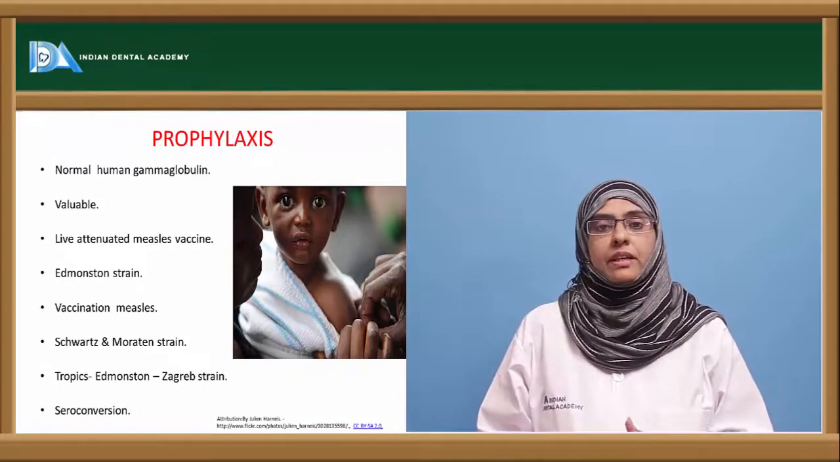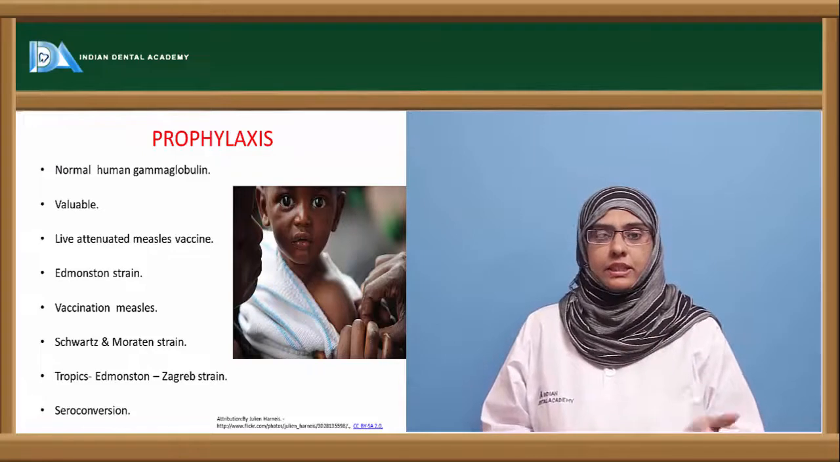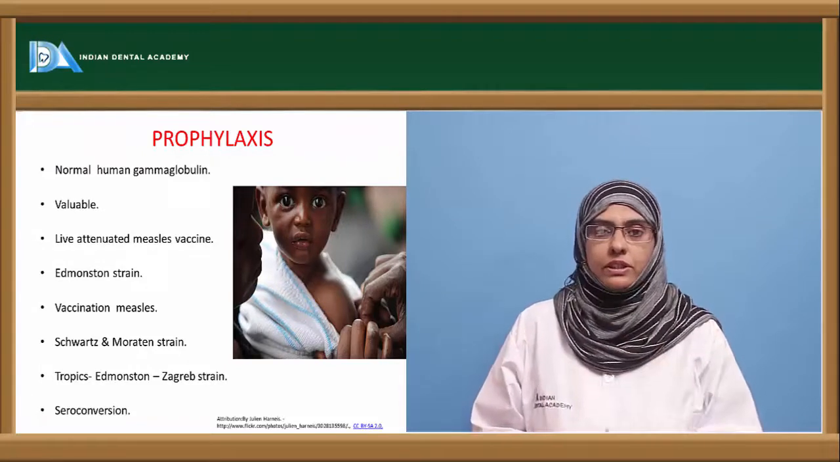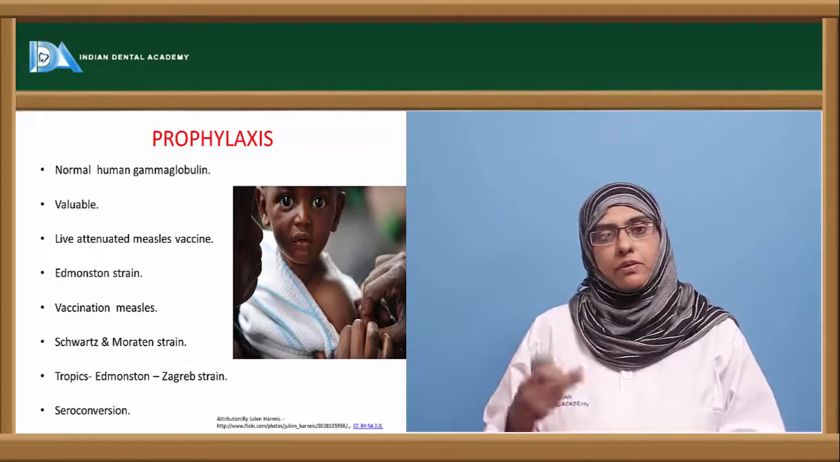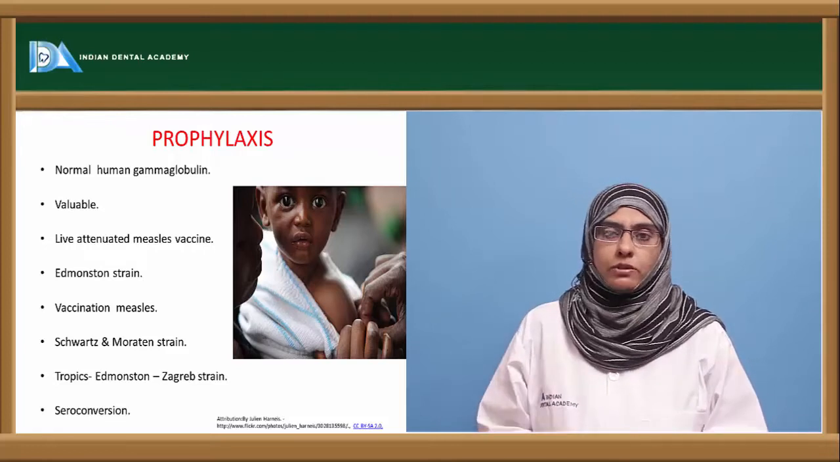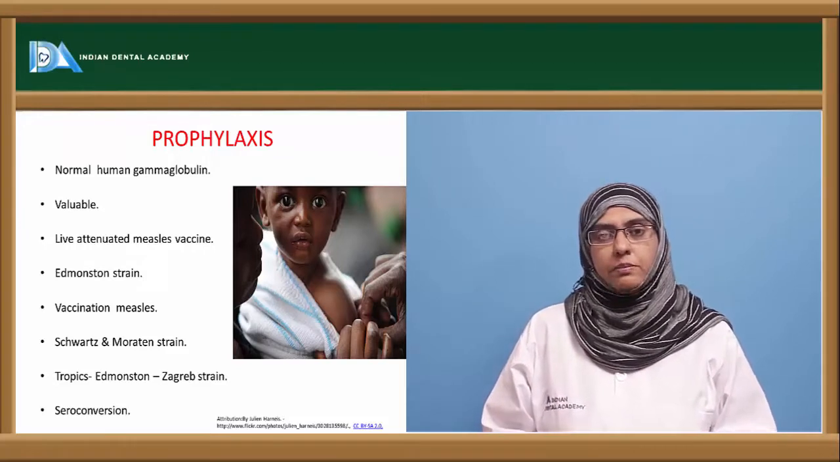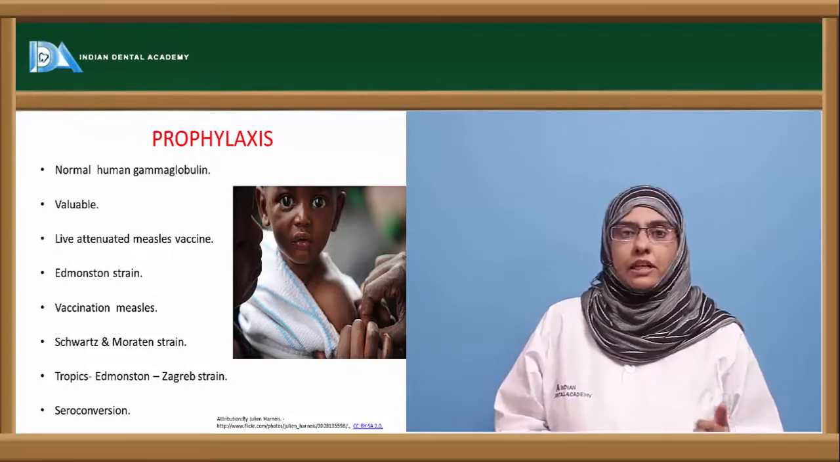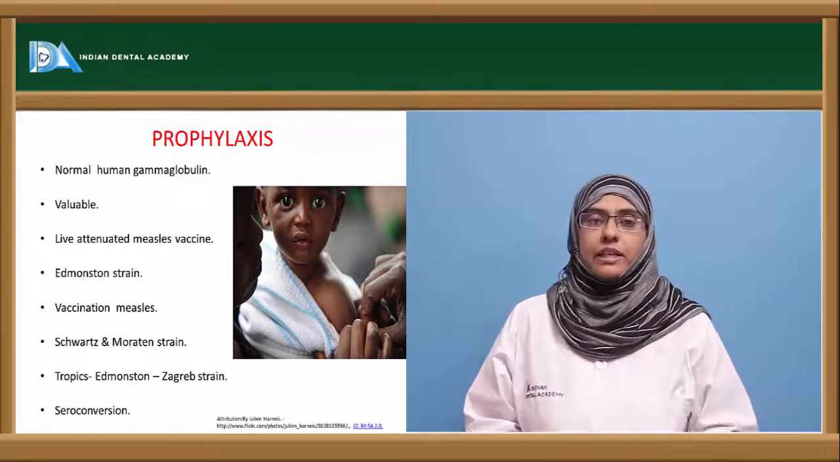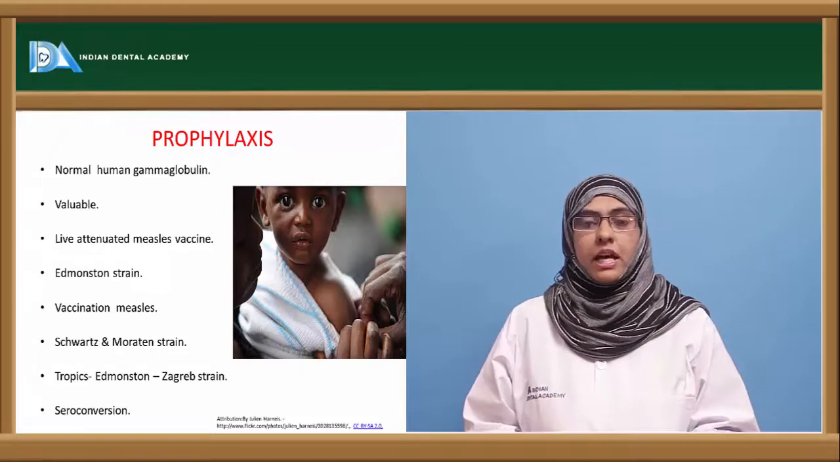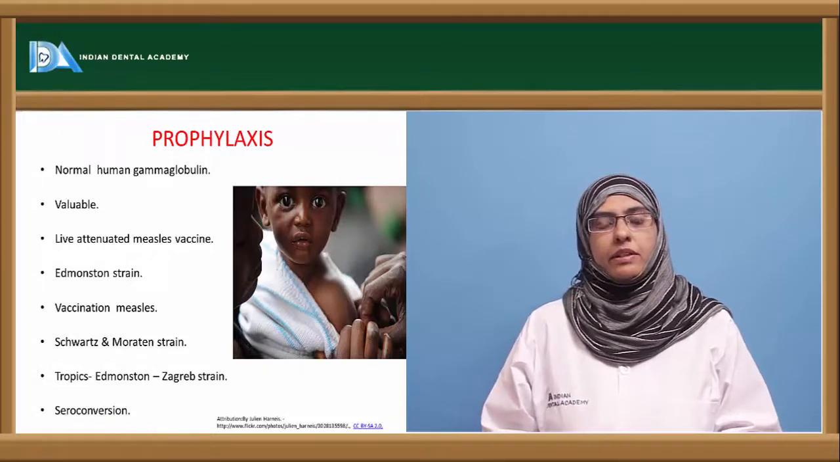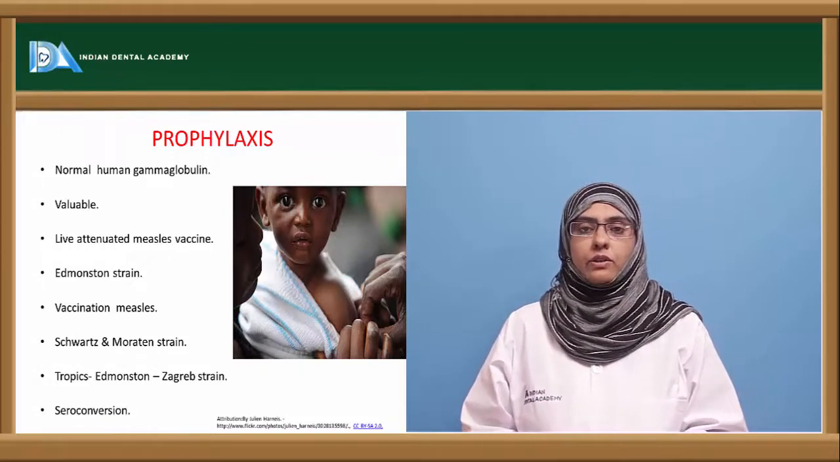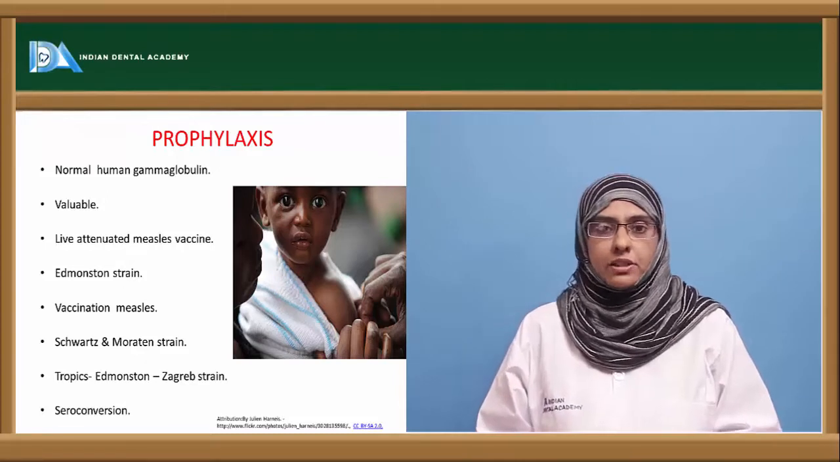Coming to the prophylaxis or the controls, normal human gamma globulin given within 6 days of exposure to this infection can protect the person from the further complications caused by the virus, and it is mostly valuable in children who are immunodeficient, pregnant women, and others who are at high risk of getting infected with this virus. The prophylaxis can also be given with the help of a live attenuated virus strain called the Edmonston strain.